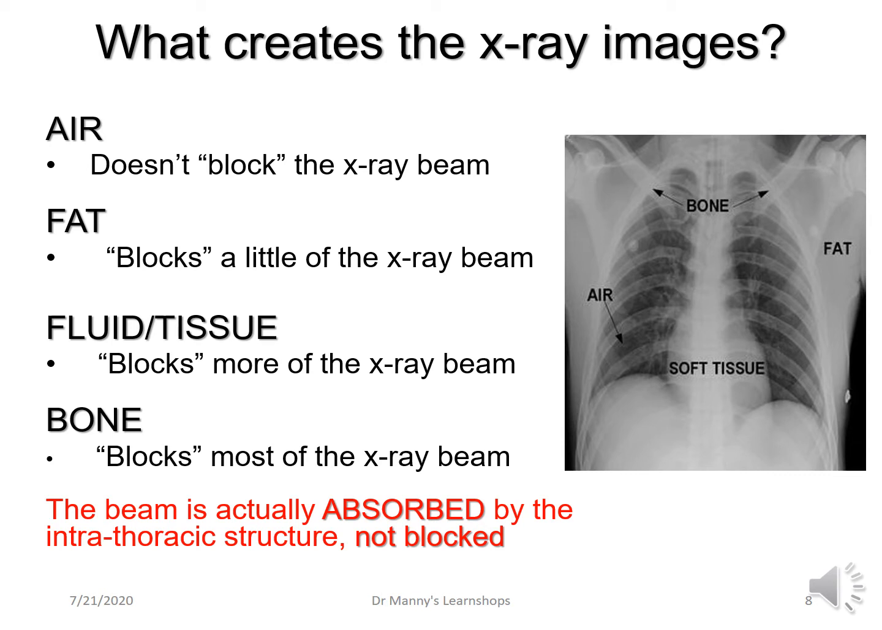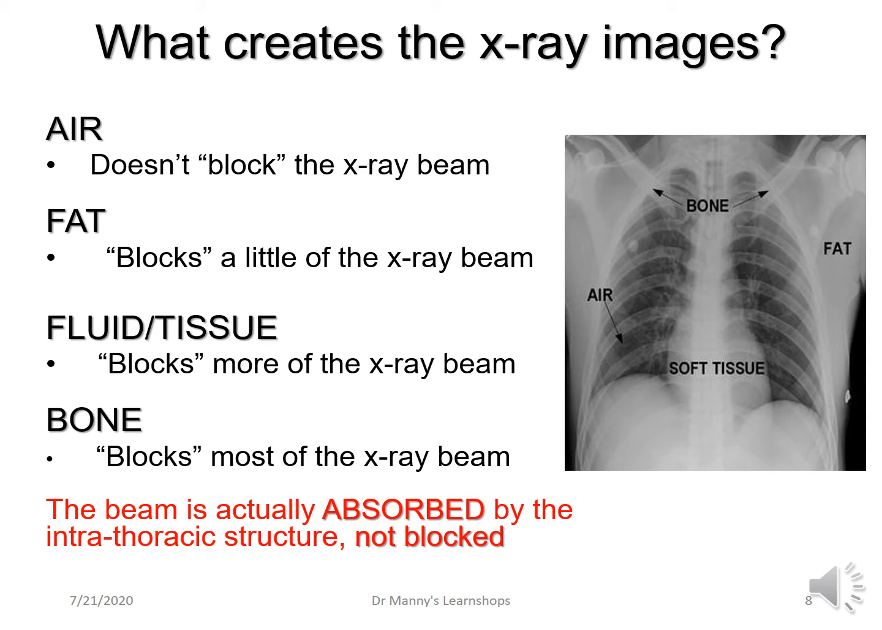Now you've got to think of what I just told you in a different way. The X-ray beam actually isn't being blocked by the intrathoracic structures. The intrathoracic structures such as the bones, the ribs, the thorax, the heart, the liver, the bowel, the spine, they're actually absorbing the X-ray beam.